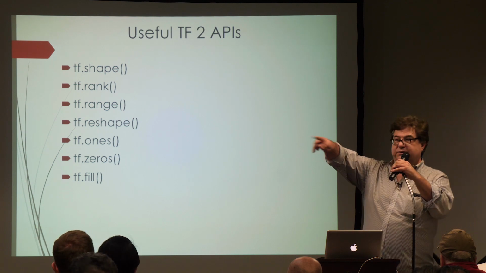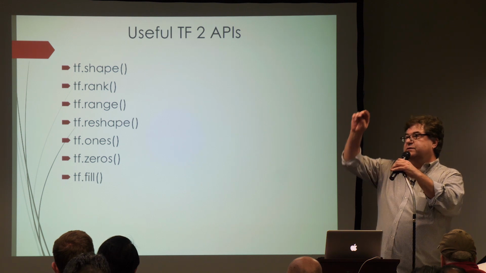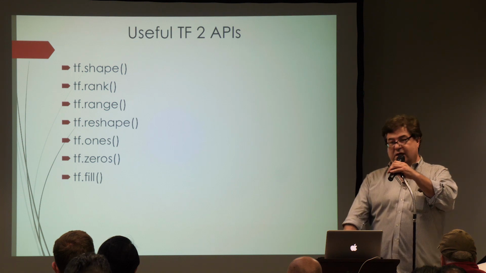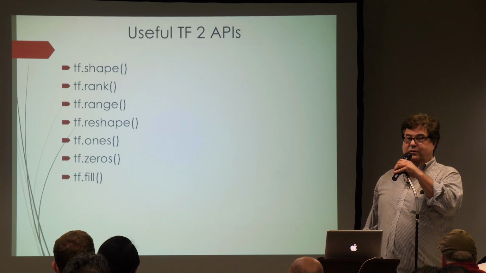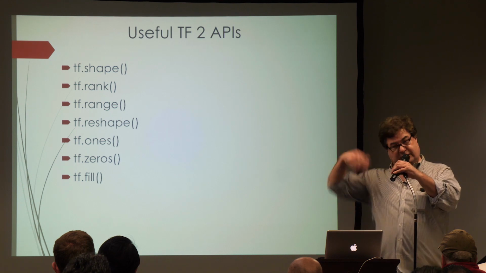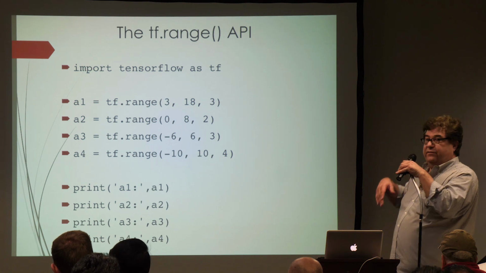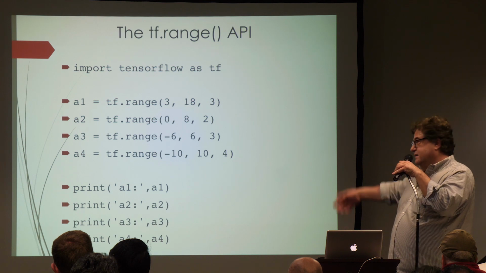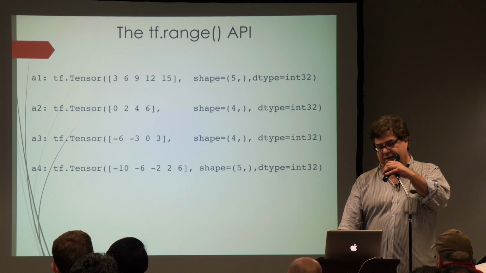The rank is the number of numbers required to specify the number of elements in each dimension. So if it's 2 by 5 by 12, the rank is 3. So it's not the rank of a matrix. Is anyone familiar with that term? It's the number of linearly independent rows in a matrix, which is a different thing completely. And so here we have tf.range. It's like a for loop. That's the syntax. It essentially does that. And that's the output of the range.